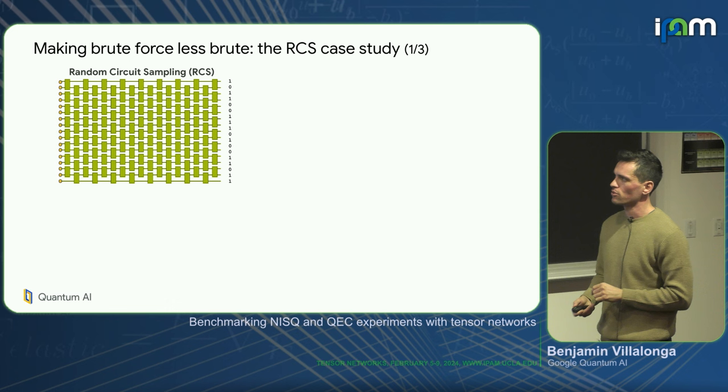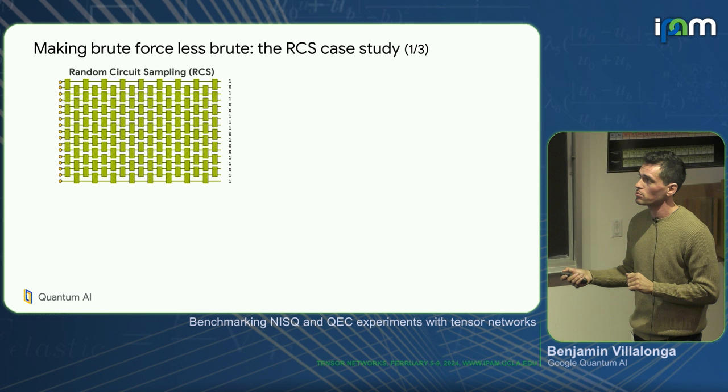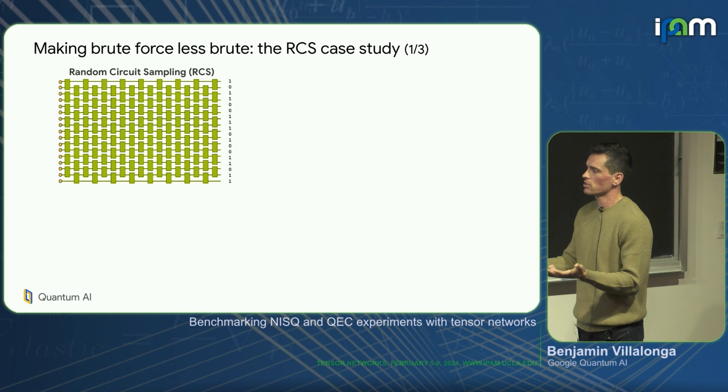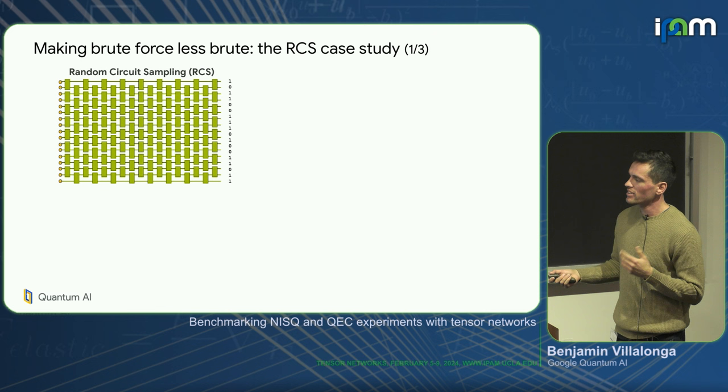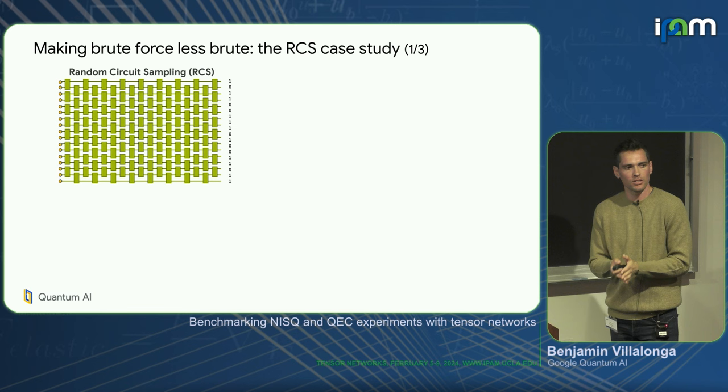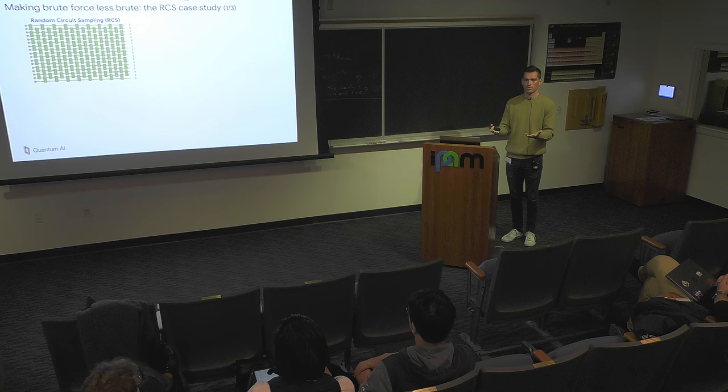Okay, so random circuit sampling is going to be our case study and has been kind of the bait for many people. One of the main contributors is Johnny Gray, who's in the audience, to develop these tensor network methods for very large simulations of quantum circuits. So, what is the task of random circuit sampling? This task was not designed with usefulness in mind. It was designed with hardness, classical hardness in mind.